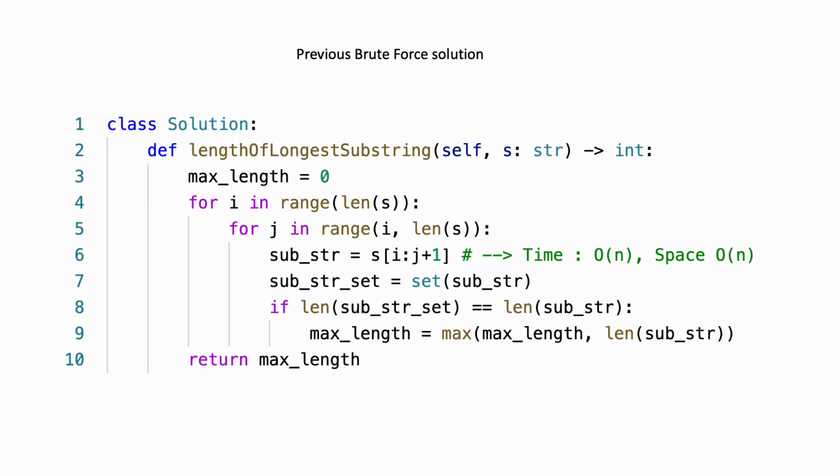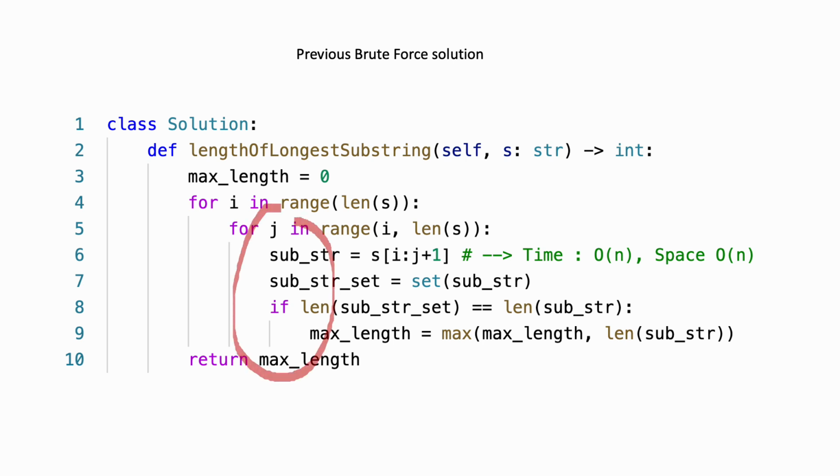To land ourselves on the optimal solution, let's look at our previous brute force approach and try to understand what repetitive and unnecessary calculation we are doing, to identify room for further improvements. In the brute force approach, we used a sliding window where the i pointer slid the left side of the window and the j pointer slid the right side of the window. With the help of this sliding window, we created the substring and for each substring, we did the duplicate character check.